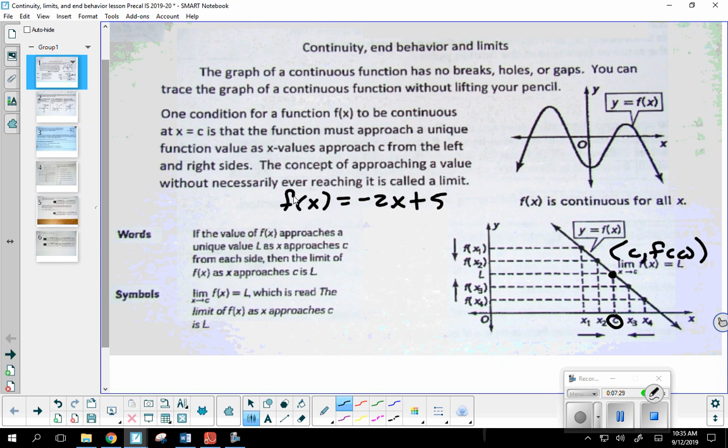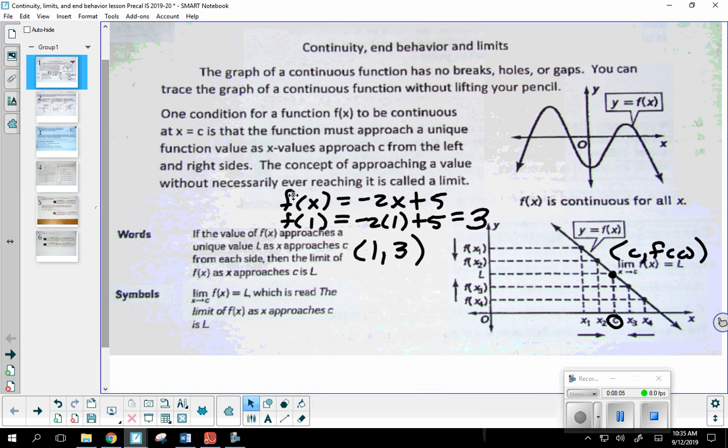So let's say I'm interested at x equals 1. Well, what would I do if I said, determine f of 1? You just plug it in, right? So this would be negative 2 times 1 plus 5, and that would give me what? 3. So I know an ordered pair on this particular graph would be 1 comma 3. There's a relationship between the two. What I'm going to try to show you right now is that as I get closer and closer to 1, the unique value this is talking about should be approaching what? Should be approaching 3. Let me see if I can show you that using a table.